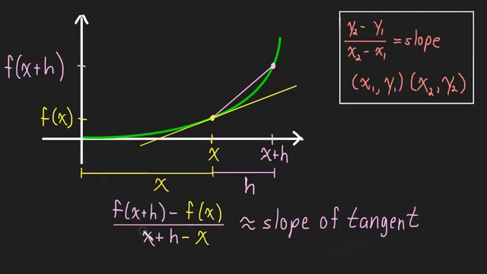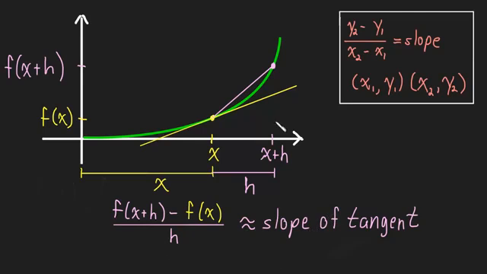Now notice that there's an x and a negative x. Well, those are just going to cancel. And so we're just going to be left with an h in the denominator. But don't let that confuse you. We're still just talking about slope. It just happens that those x's cancel. Okay, so this is approximately the slope of the tangent.